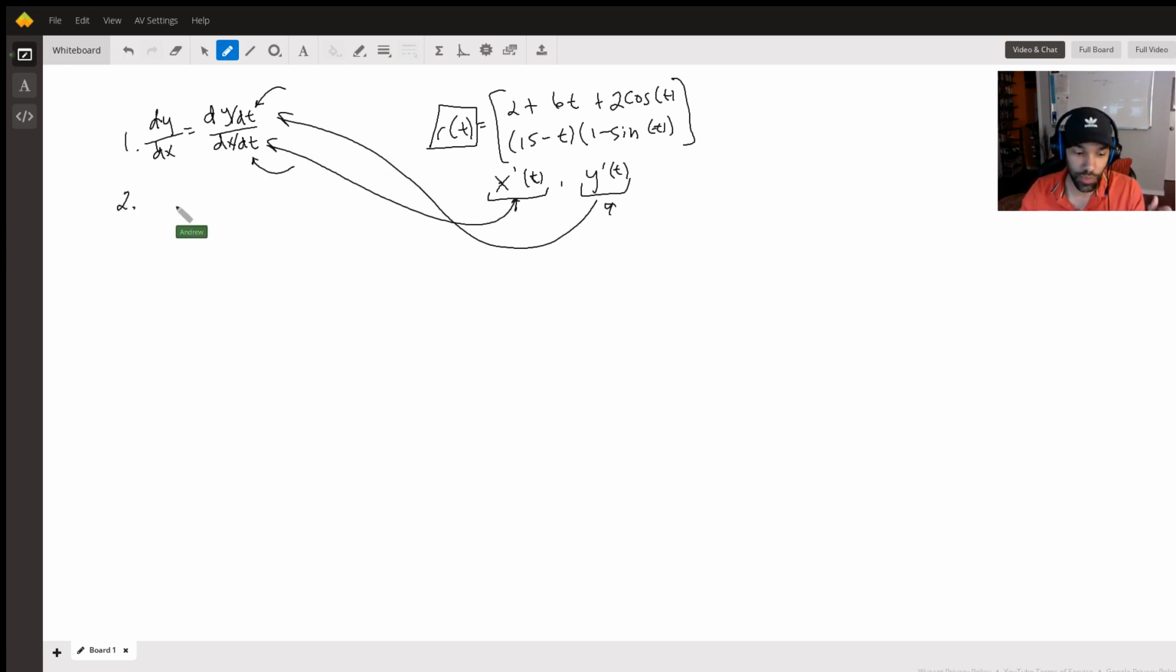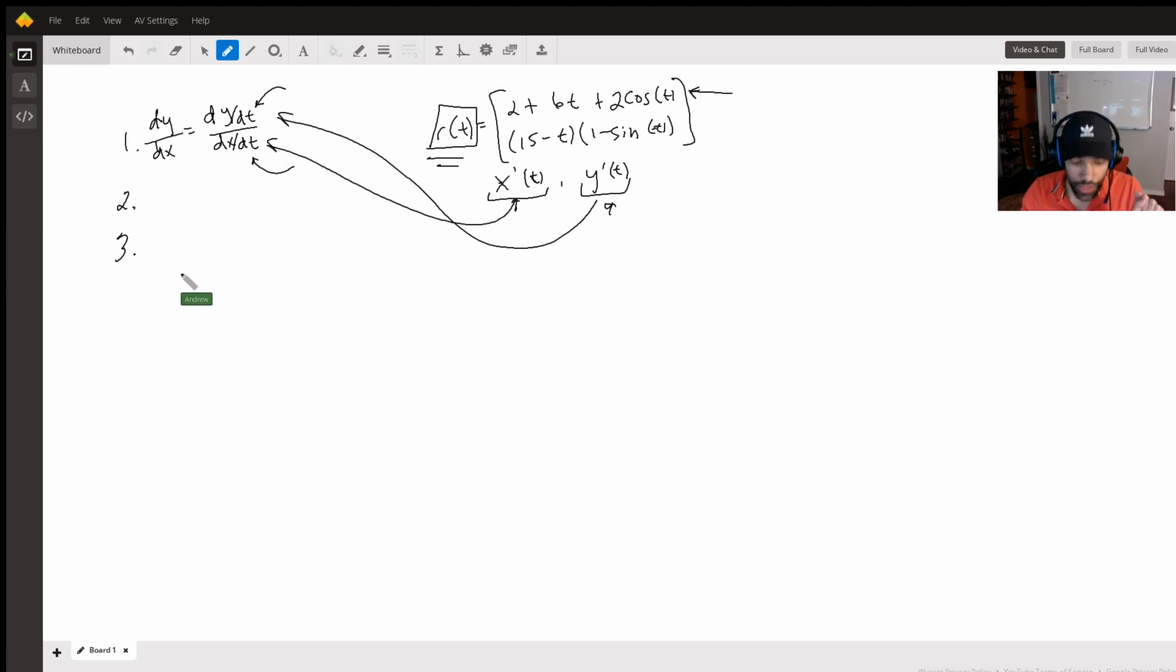So for the second part, where it says to find the time when the position is x equals 60, this is pretty straightforward. It's literally asking when that x component, which is right there, is equal to 60. Let it equal 60, find t. Done.